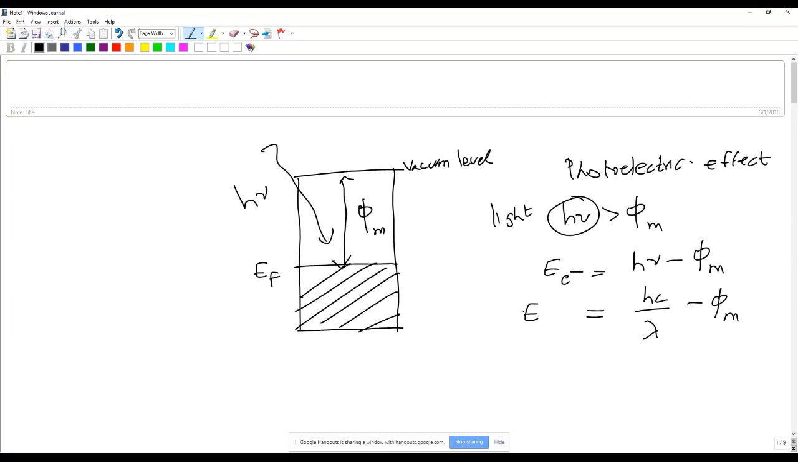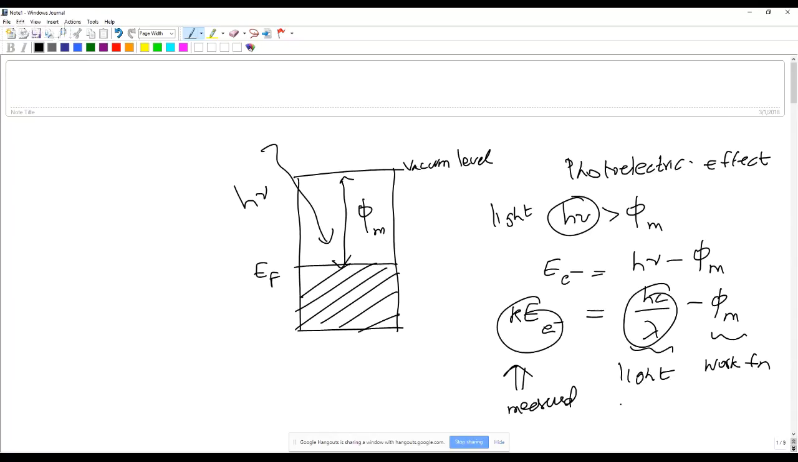So let me make it explicit: the kinetic energy is nothing but the energy of the light minus the work function of the metal. So if we can measure the kinetic energy of the electrons, and usually people do this by applying a reverse potential so that your current goes to zero, and they calculate the minimum potential you need to apply to stop the current, and that becomes the kinetic energy. So this can be measured. There are apparatus to do it. The light is usually what you shine, so you know the energy and the wavelength of the light. So this is known.